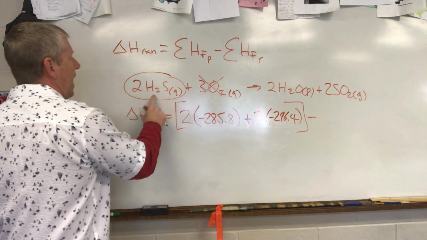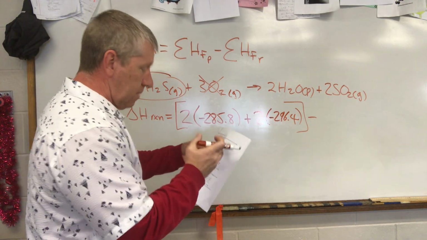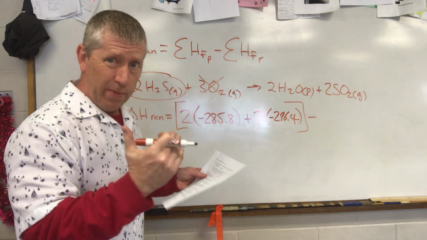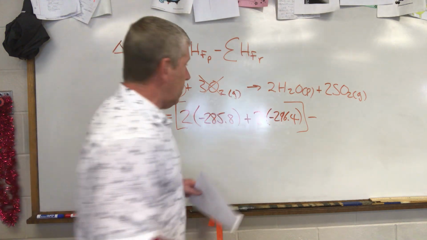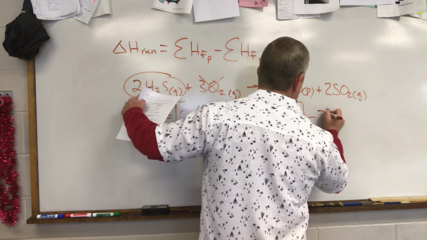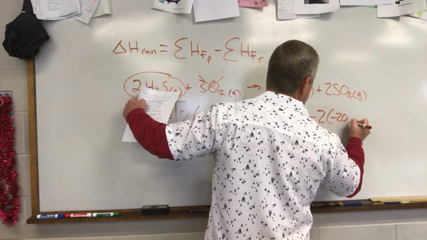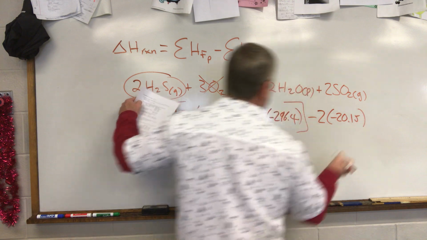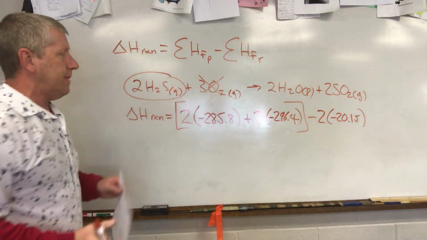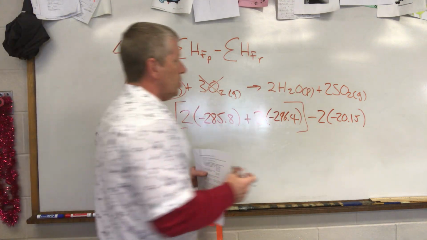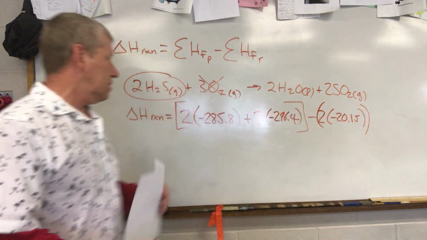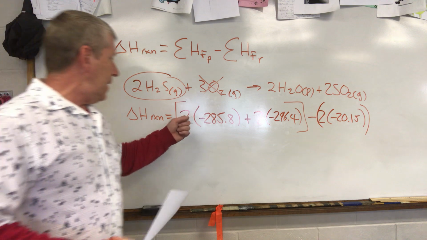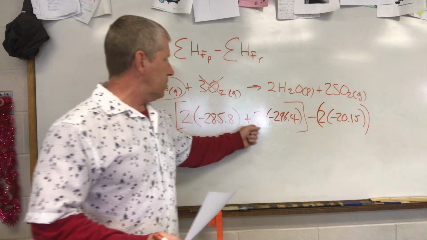So subtract the hydrogen sulfide, and the hydrogen sulfide, just making sure that I'm not screwing this up again. Hydrogen sulfide is negative 20.15. Okay, and there are 2 of them. So 2 negative 20.15s, and that's 0. So that's the only thing on this side. So minus that. Okay, do the math. You got 2 of those and 2 of those.